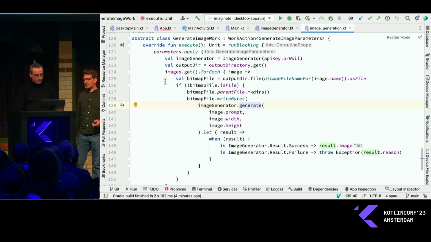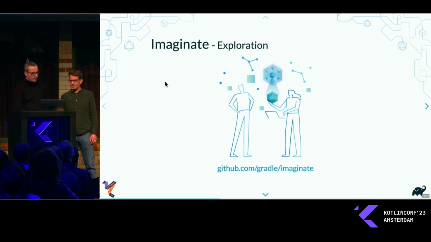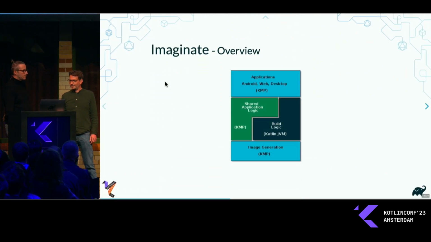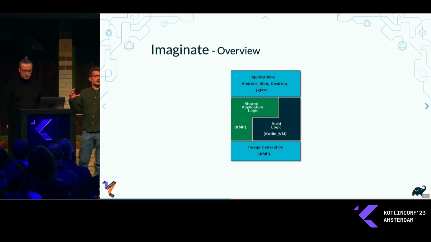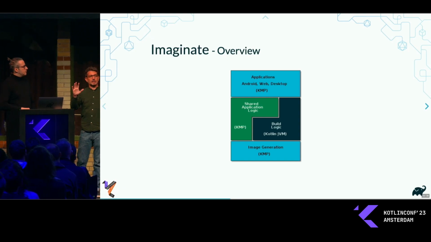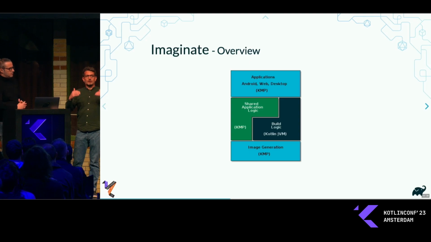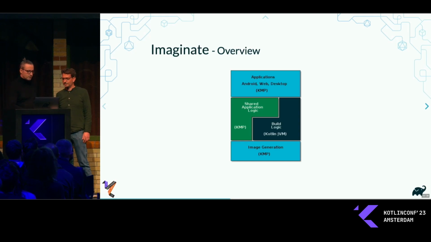Yeah. So we're gonna see next how this is done. And what we just saw is this: we have our domain library at the bottom that does image generation, and we have both build logic and shared application logic that reuse it, and then the apps at the top that are built and reuse the shared logic.